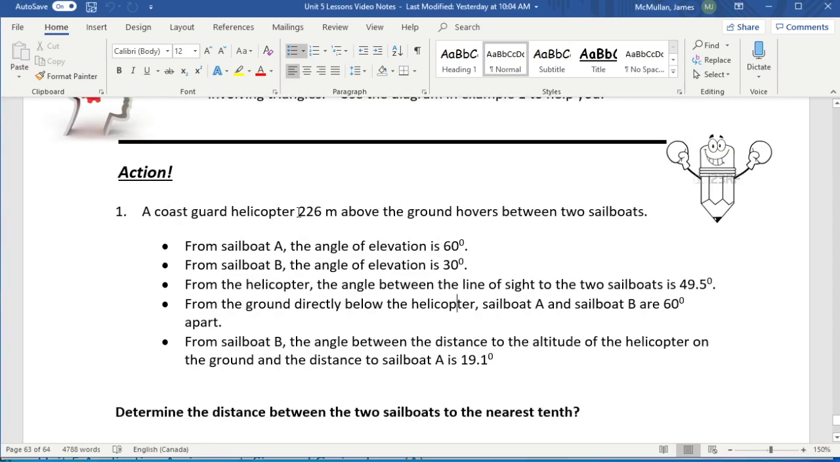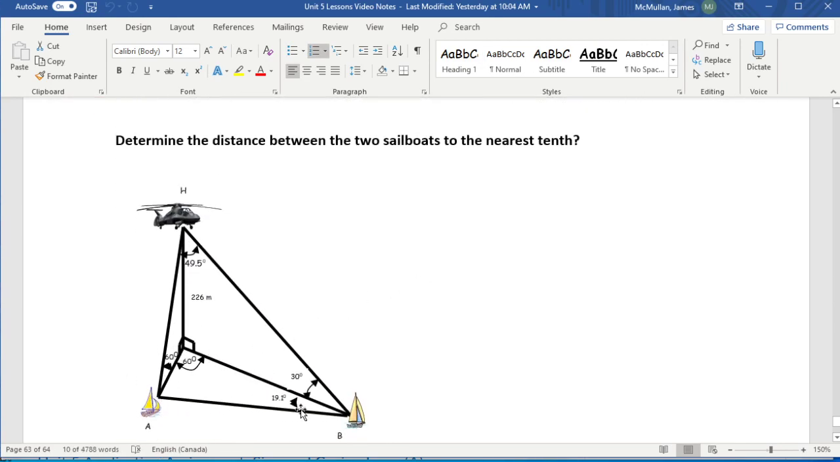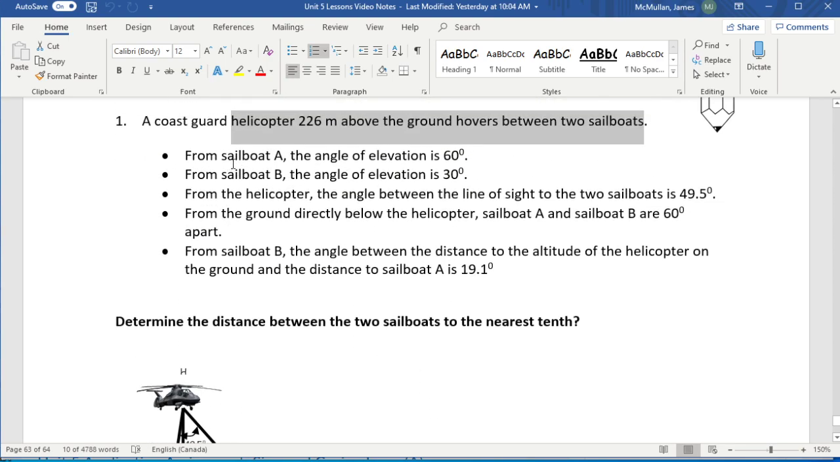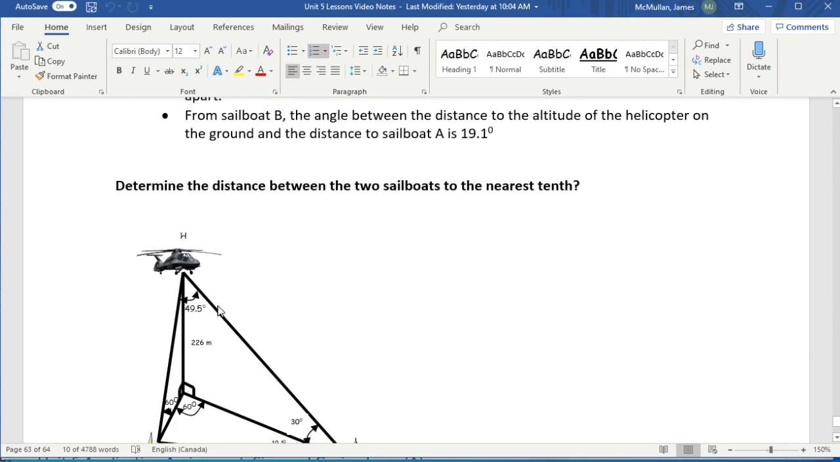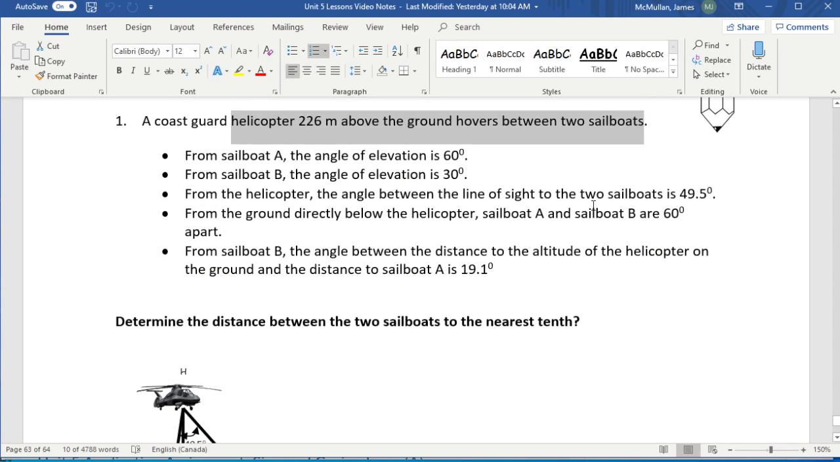It says a Coast Guard helicopter is 226 meters above the ground. So this triangle along the bottom is on the ground, and the helicopter is 226 meters up above the ground. From sailboat A, the angle of elevation is 60. From sailboat B, the angle of elevation is 30. From the helicopter, the angle between the line of sight to the two sailboats is 49.5. So if you imagine a triangle HAB, which is like the face facing us, it has a 49.5 up here on the top.